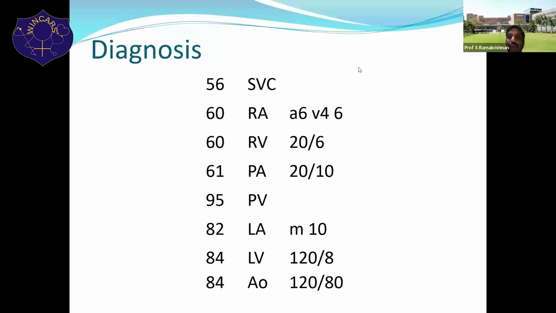Very good. Many of you are thinking it's unroofed coronary sinus. So it's a very typical trace where the pressures are normal. Look at all the pressures, all the pressures are normal. So there is a step down happening from pulmonary vein into LA.